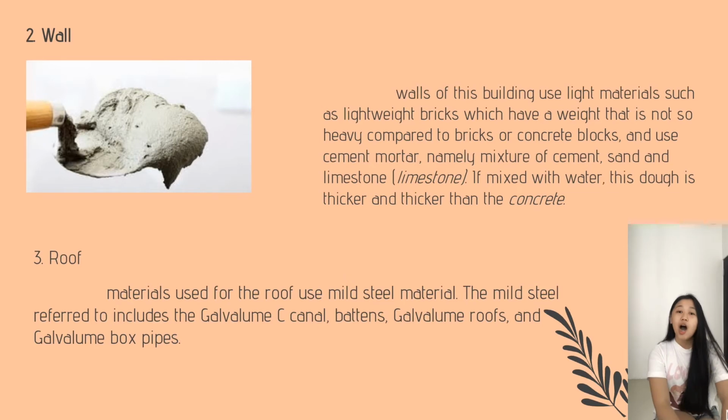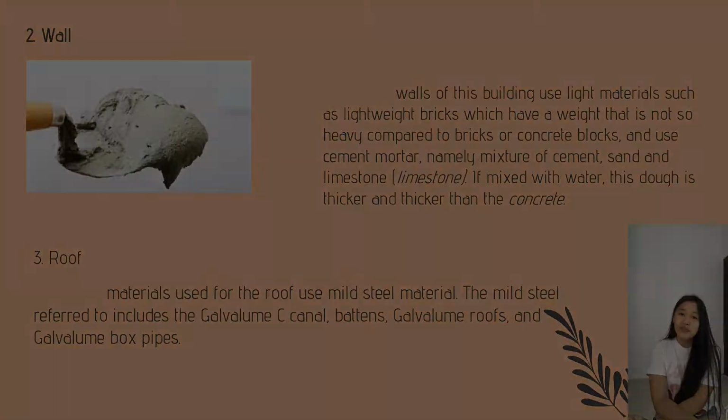Second, wall. Walls of this building use light materials such as lightweight bricks, which have weight that is not so heavy compared to brick or concrete block, and use cement mortar, namely a mixture of cement, sand, and limestone. If mixed with water, this dough is thicker than the concrete. Third, roof. The material used for the roof is mild steel. The mild steel refers to galvalume channel, battens, galvalume roof, and galvalume box pipes.